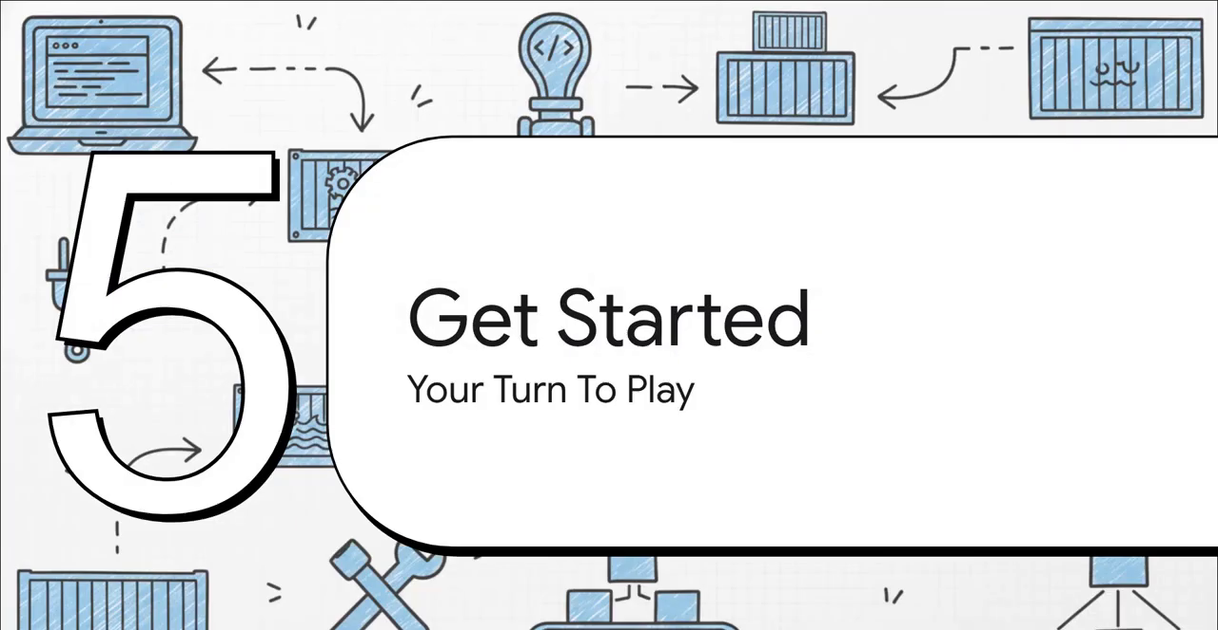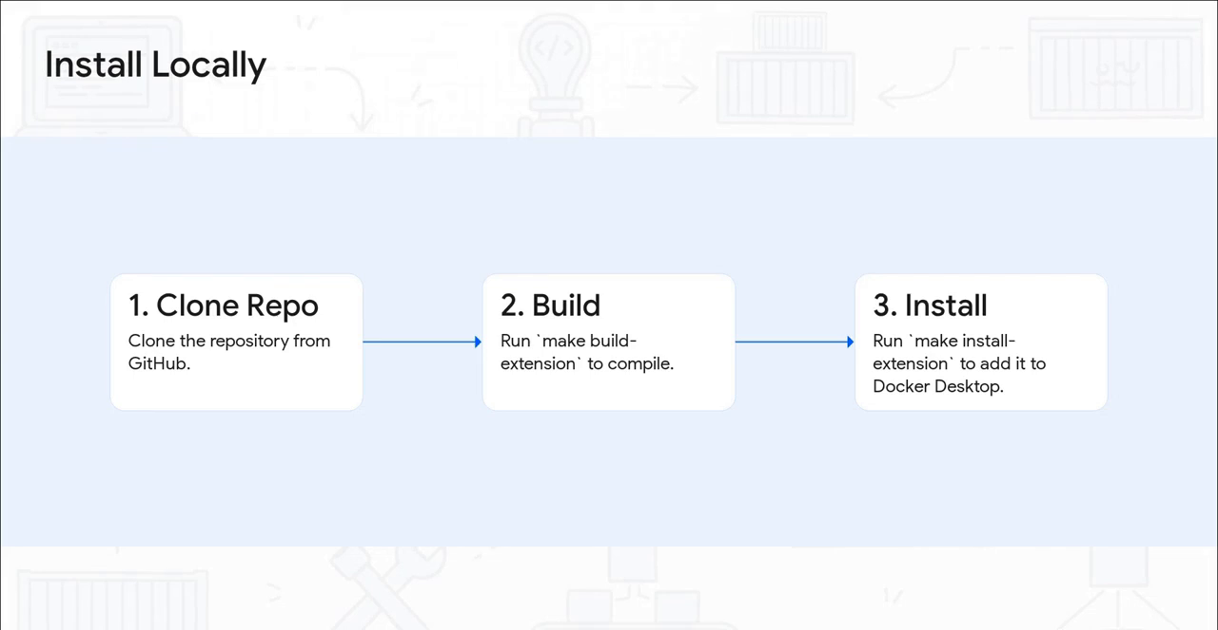Okay, so you've seen what it is, you've seen how it works. Now for the fun part. How can you get your hands on this and try it out for yourself? It is ridiculously easy. Seriously. You just clone the repo from GitHub. Then, from the project folder, you run two simple commands that are already set up for you. make build-extension, and then make install-extension. That's it. The Penpot extension will just pop up in your Docker Desktop dashboard, ready to go.